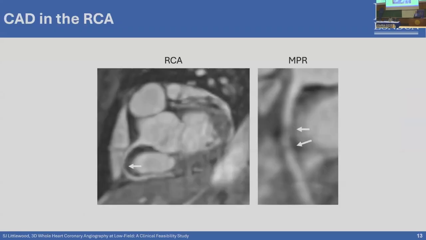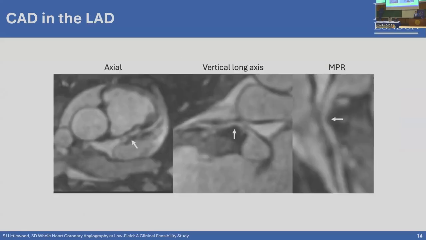So here's a patient with coronary artery disease in the right coronary artery. And the white arrow here demonstrates the areas of luminal stenosis, which are depicted in the patient's proximal right coronary artery. And finally, here's a patient with coronary disease in the proximal LAD with the different views. And I think this is displayed really nicely on the MPR on the far right-hand side. You can see clearly the luminal narrowing here.